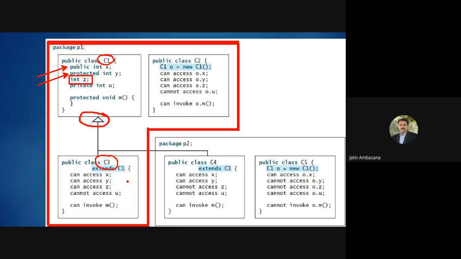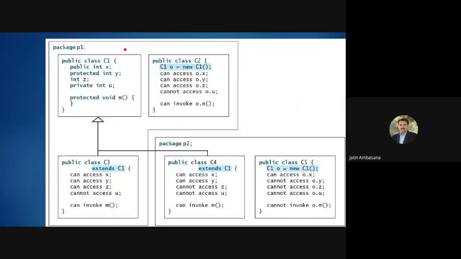You see, basically the public, protected, and default scope variables of a class can be accessed by its subclass in the same package. Now see, if you try to access the C1 through C2, which variables will be accessible to it?